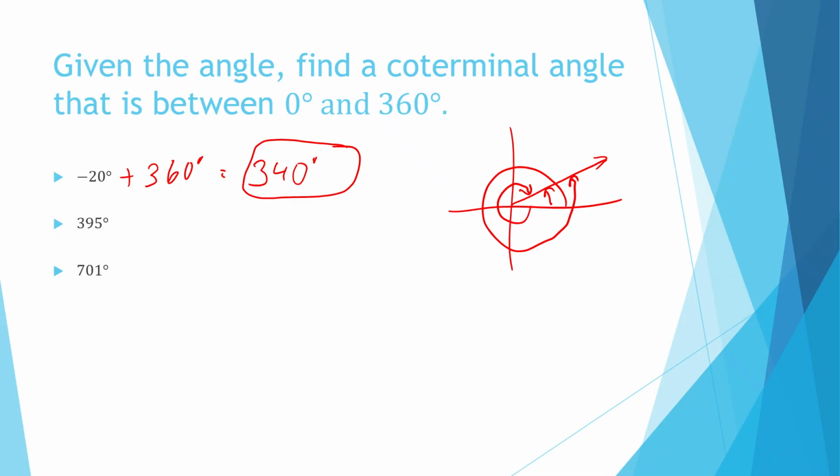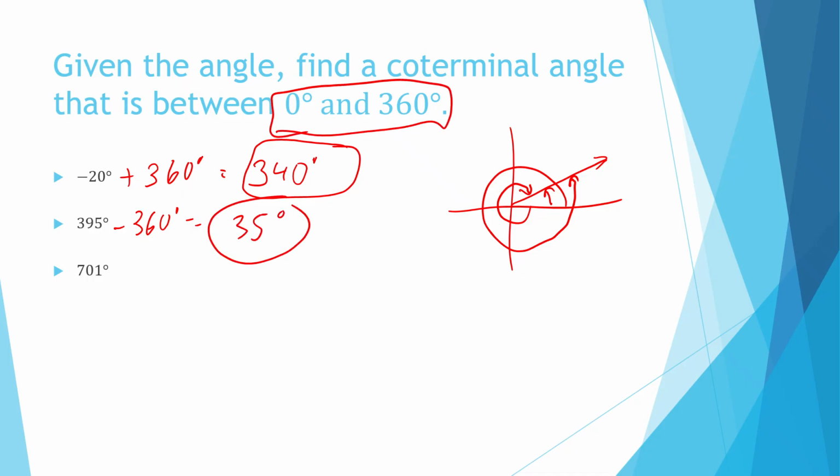Here we're going to subtract a rotation of 360 to get 35 degrees. 35 degrees, and that's because we're just looking for one that's between 0 and 360. For 701, we're also going to subtract 360 as well, and so minus 360 degrees, and here we should get 341 degrees as our answer for that third one there.